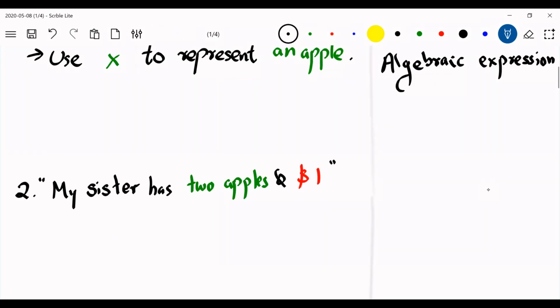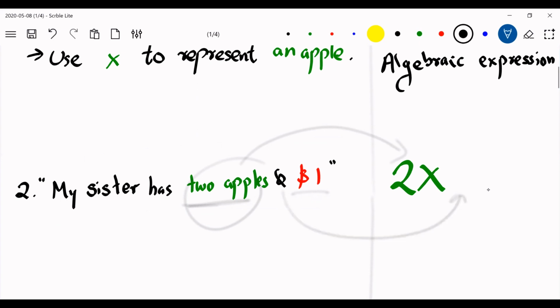Now let's have another example. Let's say my sister has 2 apples and $1 with her. Let's try to convert this statement also to a mathematical expression. 2 apples mean 2x, and to say and, I should use the plus sign, and $1 is simply the number 1. So our second algebraic expression is 2x plus 1.